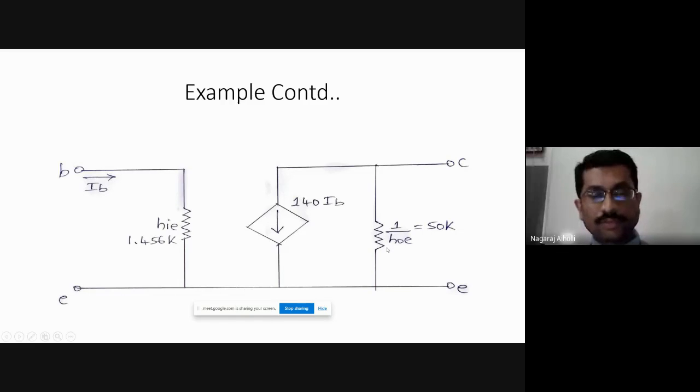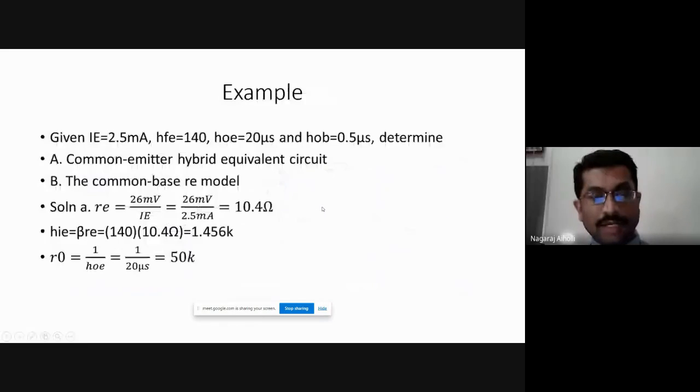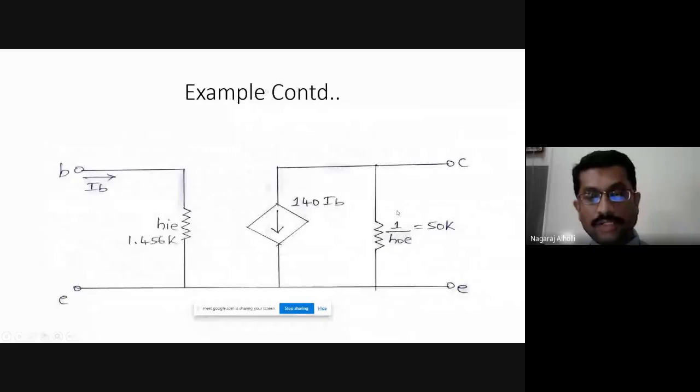Therefore, what we are supposed to do here is first draw this common emitter hybrid equivalent circuit and write the different parameters, that is HIE, IB, then beta times IB or HFE IB. Then this is R naught, output resistance, 1 upon HOE. Resistance is the reciprocal of output admittance, right?